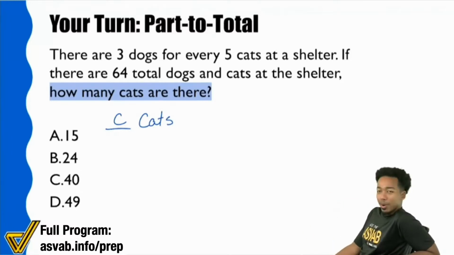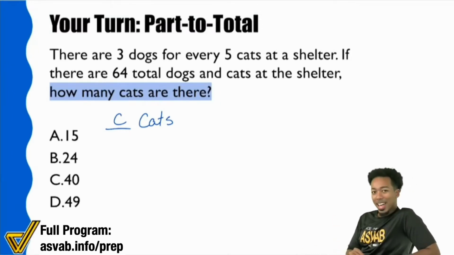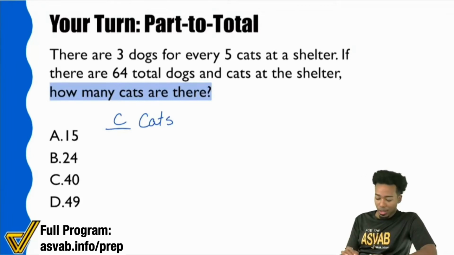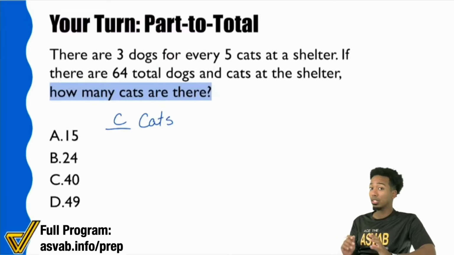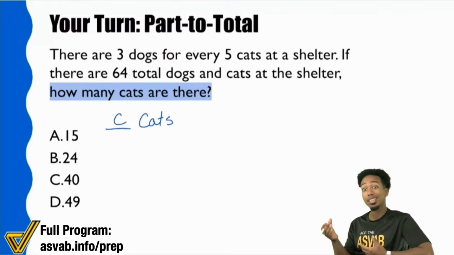With that, let's go ahead and now take a look at the information and let's see what's going on. So with that, there are 3 dogs for every 5 cats in the shelter. Okay, remember, we're looking for cats, right? And we see that there is a comparison between dogs and cats. Word problems typically don't do this just to do it. A lot of the times they do it because they're setting you up.